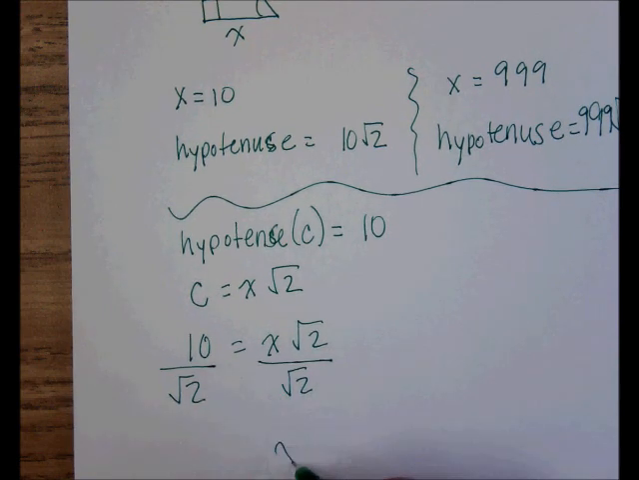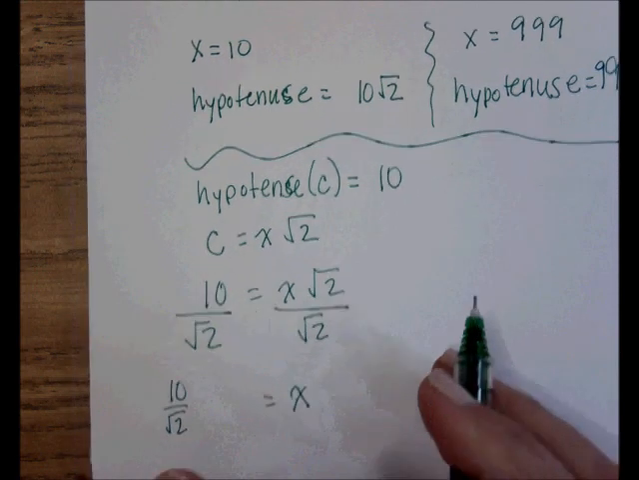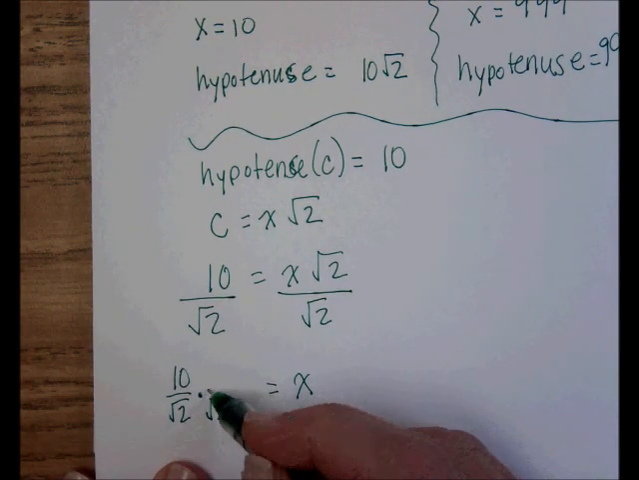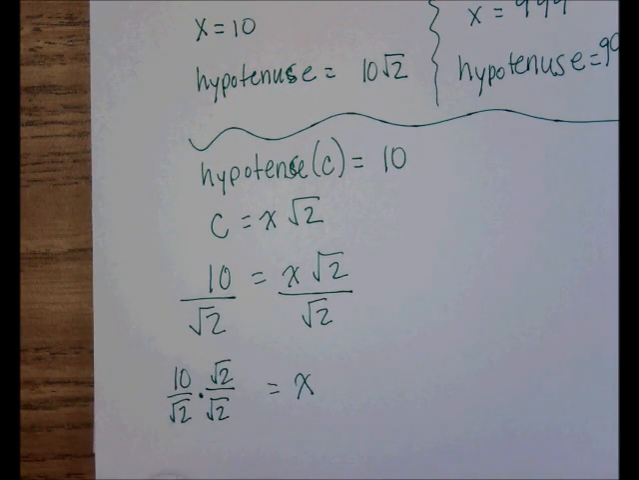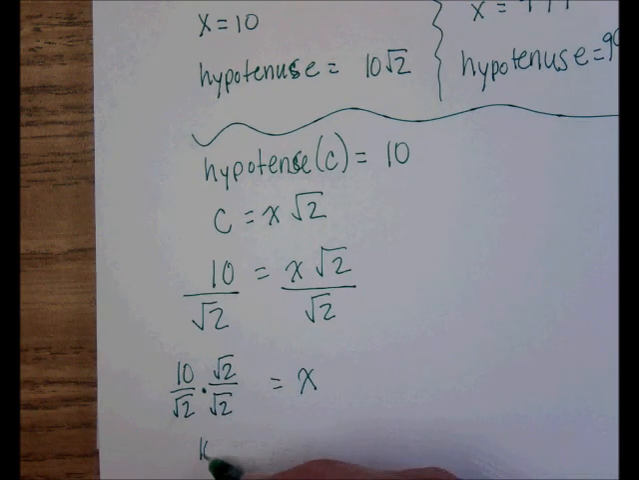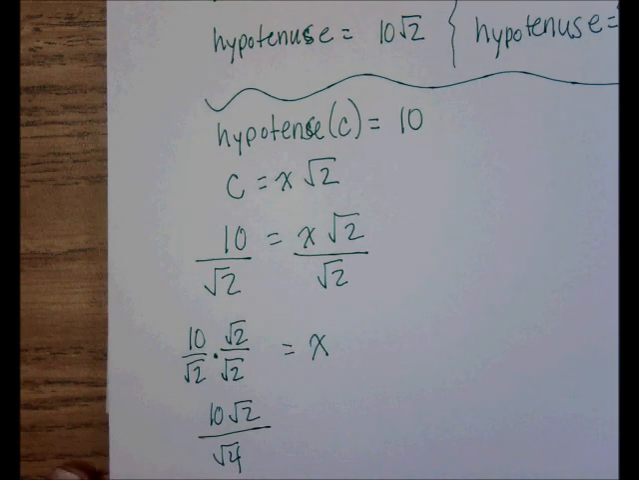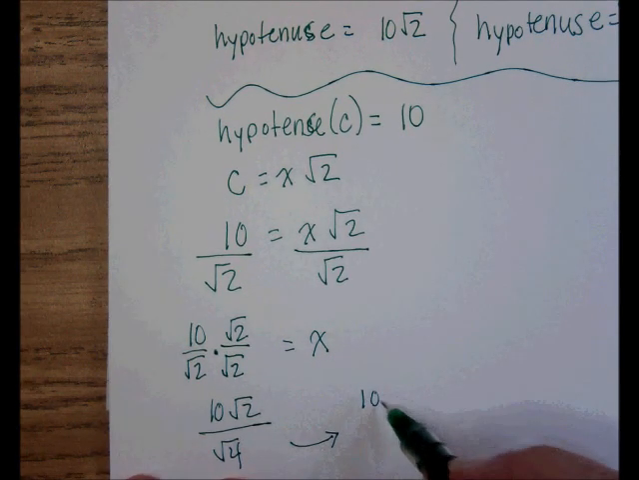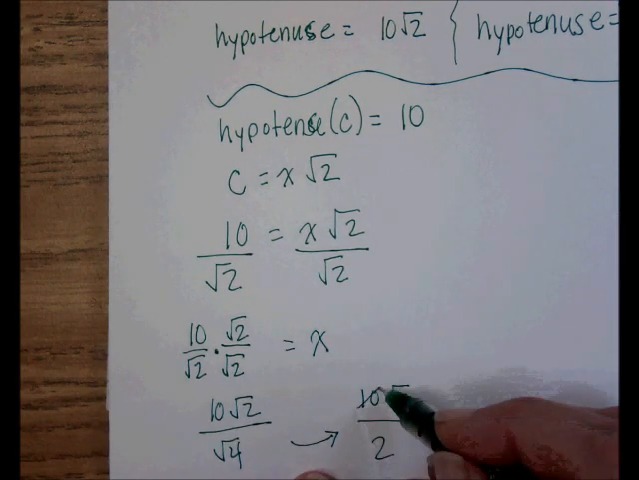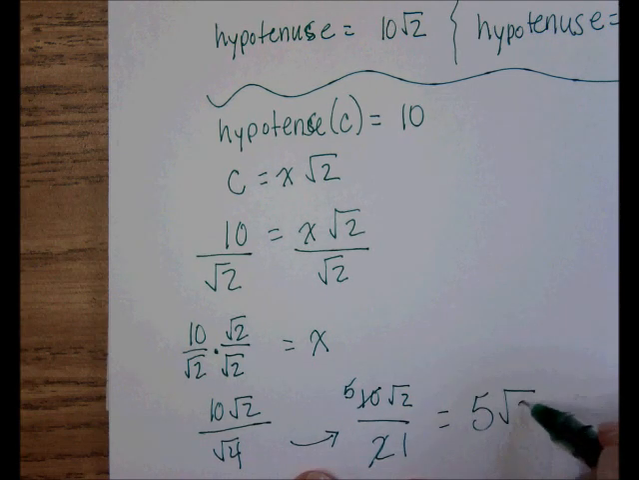At this point, I have 10 divided by radical 2. But I know that I can't have a square root in the denominator, so I have to multiply the denominator and the numerator both by radical 2. And it becomes 10 rad 2 divided by the square root of 4. I can continue to simplify this to say 10 rad 2 over the square root of 4, which is 2. And then from there, simplify and say x is going to equal 5 radical 2.